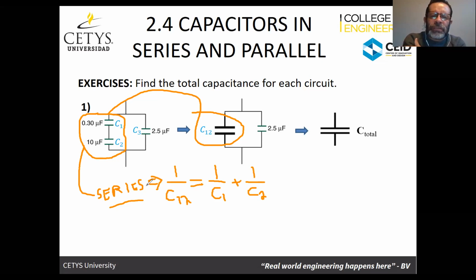What we've only done is reduce. Instead of having 3 capacitors, now I've got 2. So I'm making the circuit smaller, because I want the total equivalent capacitance. Questions up to this point? No. We would do the calculations. I'm not going to do the calculations right now, but we would have to do them.